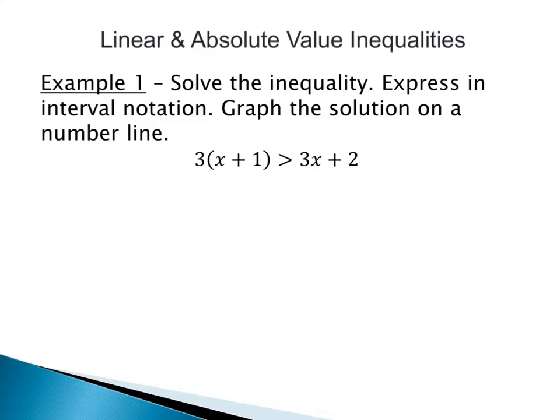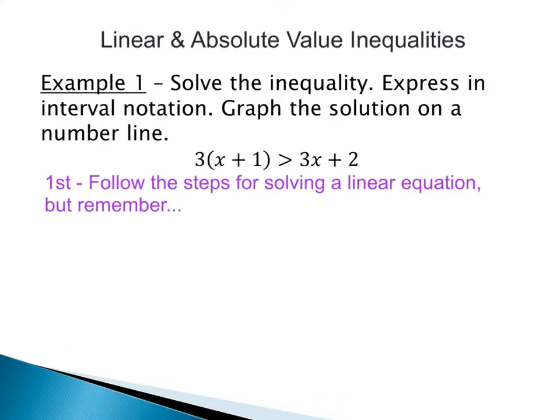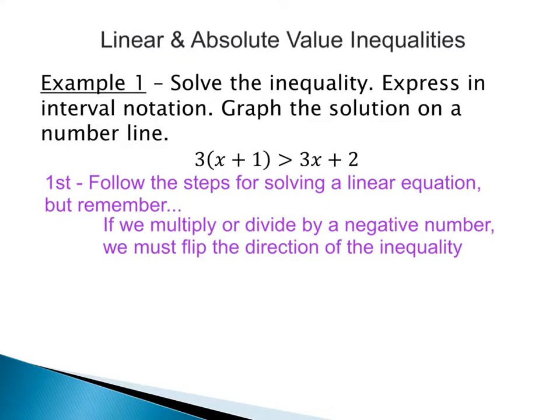So right now we have 3 times the quantity of x plus 1 is greater than 3x plus 2. Anytime I'm solving a linear inequality, essentially you want to follow your steps for solving a linear equation, but remember, if we at any point need to multiply or divide by a negative number, we have to flip the inequality around facing the other direction. So it's kind of your brief overview of solving a linear inequality. Which means for our problem then, I'm just going to start by distributing the 3. So I have 3x plus 3 is greater than 3x plus 2.